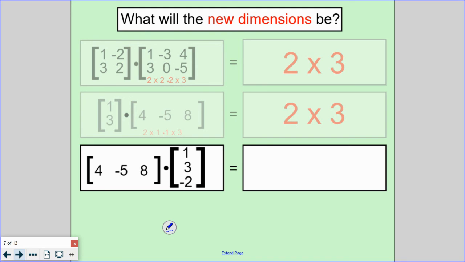Last one here for our example. Here we have a 1 by 3 multiplied by a 3 by 1. Yes, our numbers in the center are the same. Yes, we can multiply them. And the dimension will be a 1 by 1 as our answer.